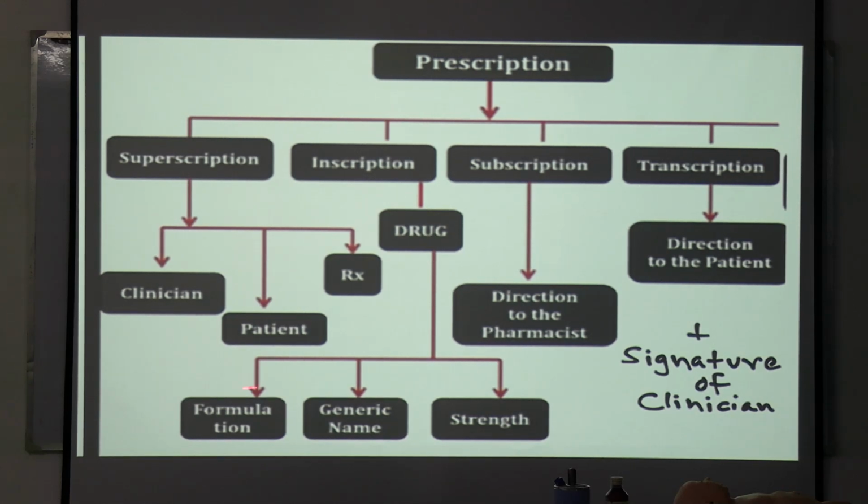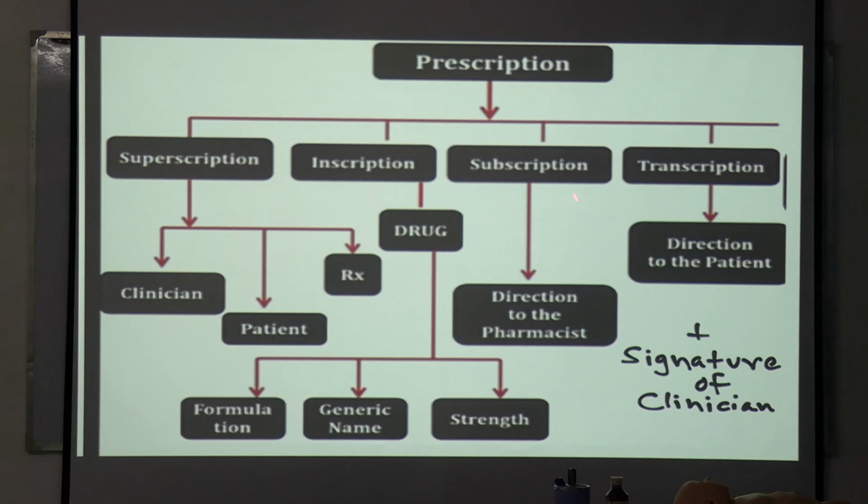What is written about the drug? You have the formulation, whether it's a liquid, a solid, an injection, a syrup. So I'm saying tablet paracetamol as an example. So tablet is the formulation. Then you have to write the generic name, paracetamol. Then the strength of the drug, 650 milligram or 500 milligram. So this is the inscription, the main drug details: the generic name or the pharmacological name of the drug, whether it's a tablet or liquid or injection, whatever, and what is the strength. This is the inscription, the main content, in the sense, the drug that has been prescribed.